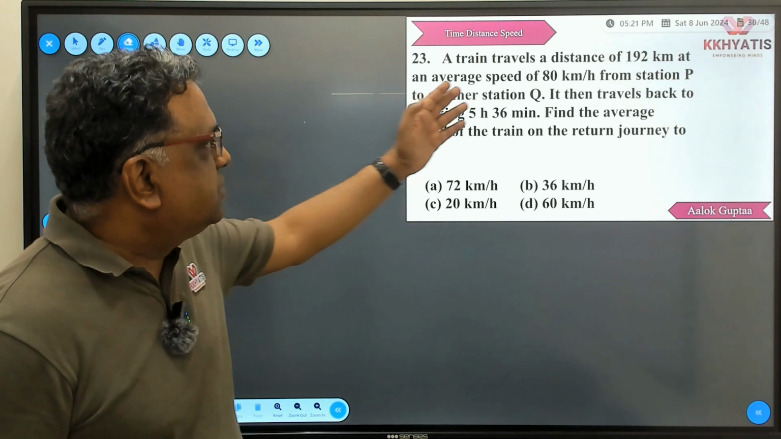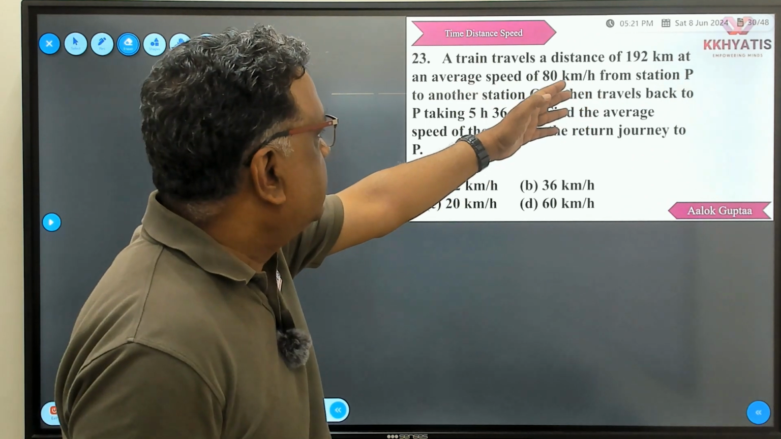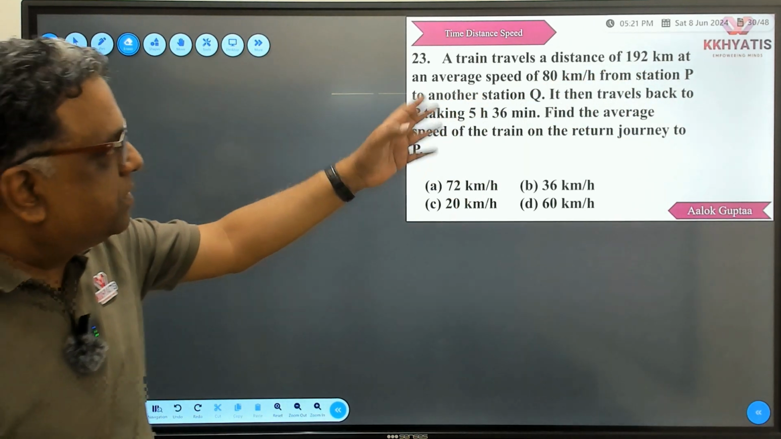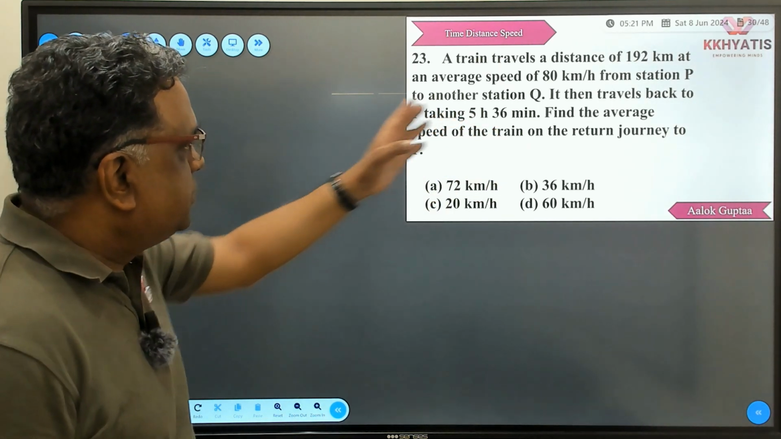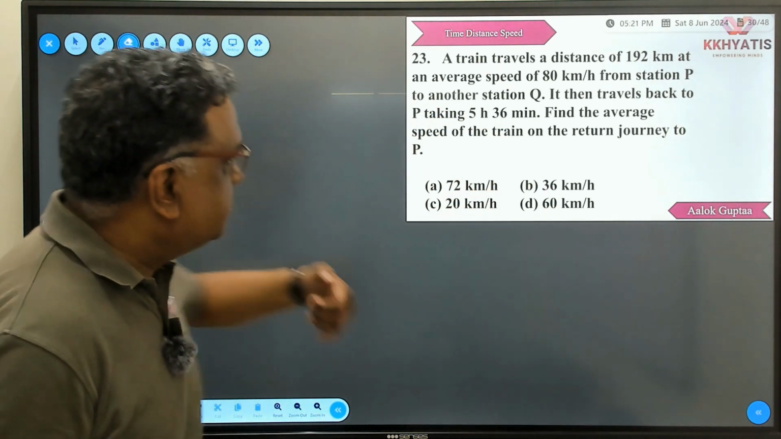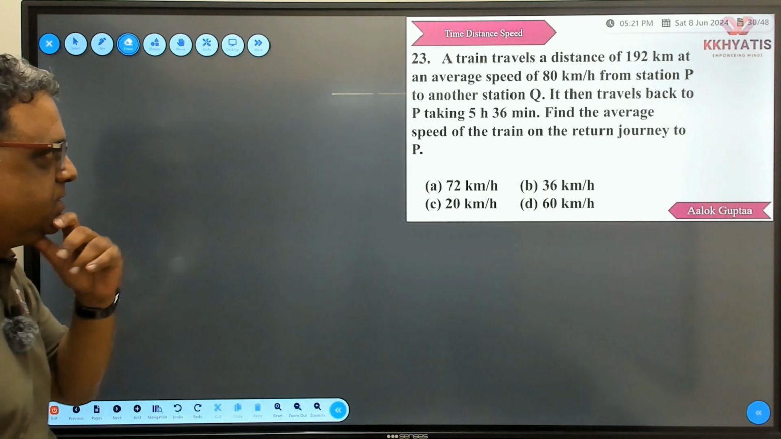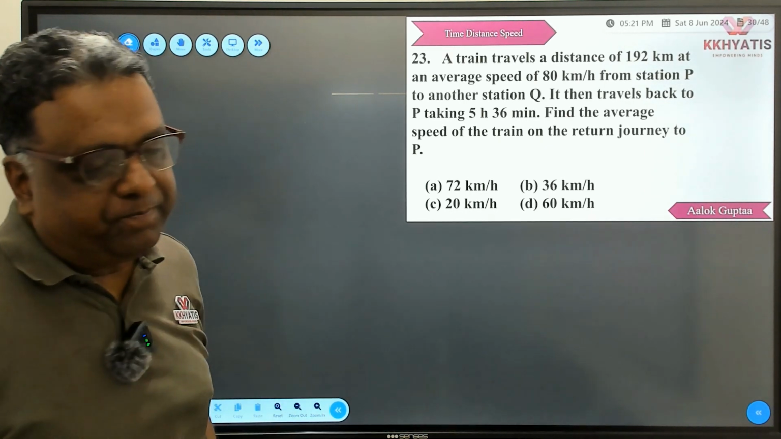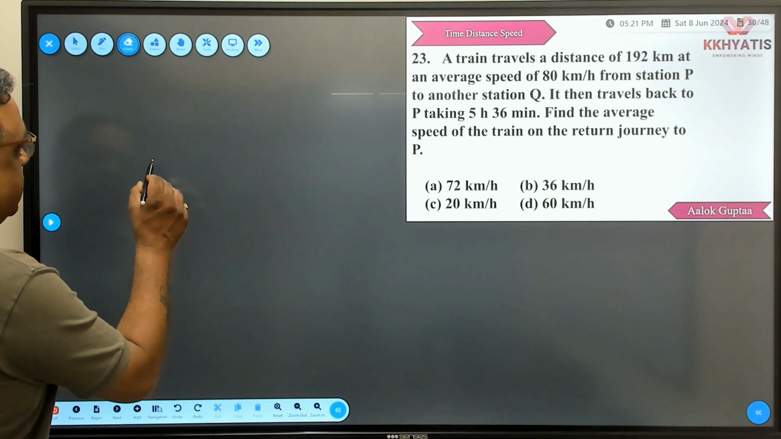This sum goes like: a train travels a distance of 192 kilometers at an average speed of 80 kilometers per hour from station P to station Q. It then travels back to P taking 5 hours and 36 minutes. Find the average speed of the train on the return journey to P. Fine. So what is the question?